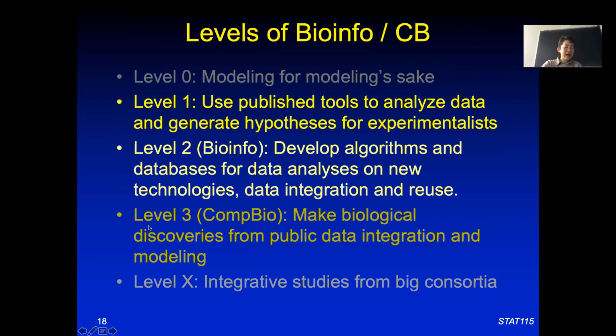And so that's level 3 bioinformatics. There are also level X bioinformatics. These are usually big consortia like the Human Genome Project, like ENCODE, like TCGA. So scientists from around the nation or around the world work together. They generate a lot of data. Then they have to do an integrated paper together.